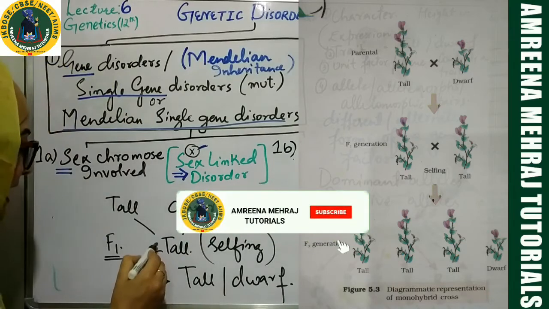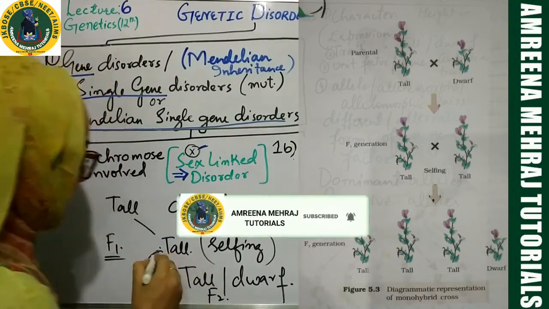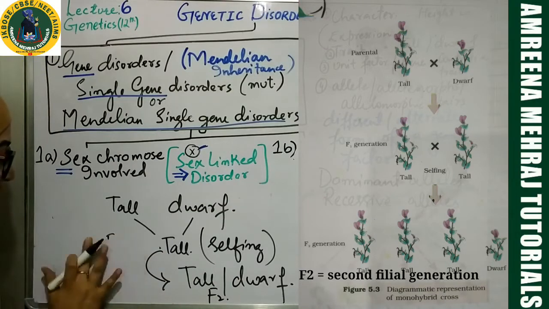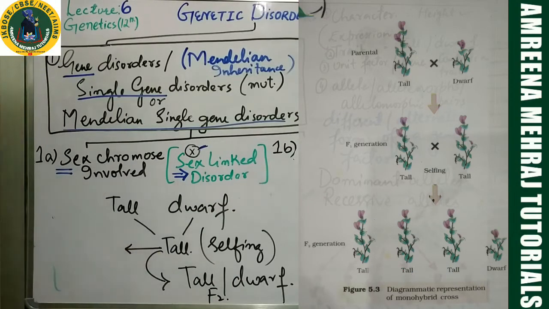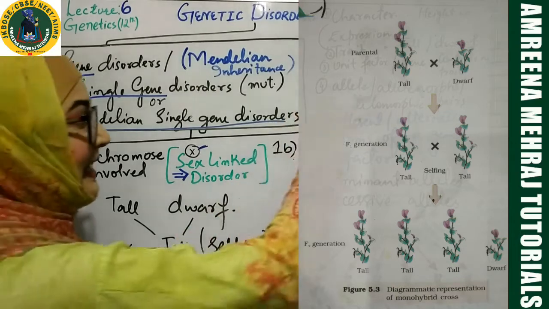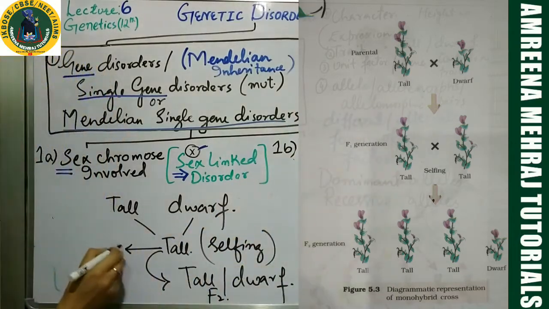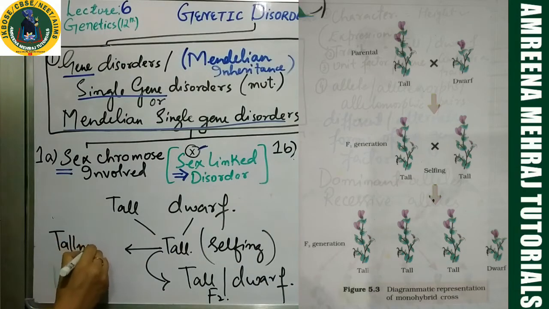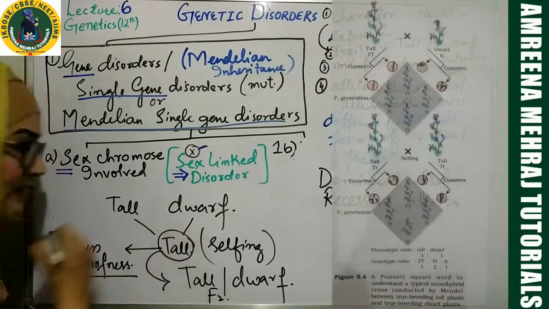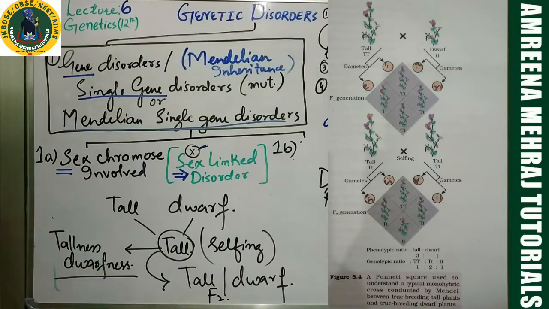This was the F2 generation. He concluded that this tall individual of F1 generation basically had two alleles. It had the allele for tallness as well as the allele for dwarfness. But since the organism appeared phenotypically tall, the allele which was expressed was the tallness allele, and the allele whose expression got masked was the dwarfness allele.